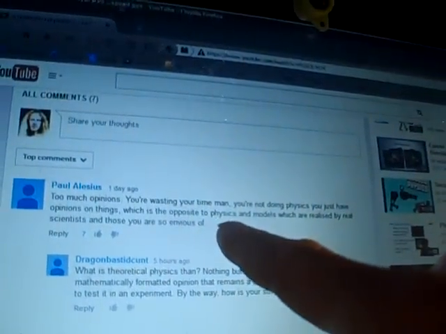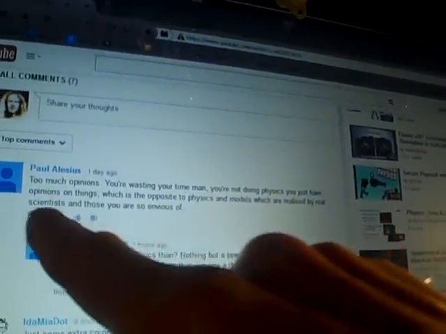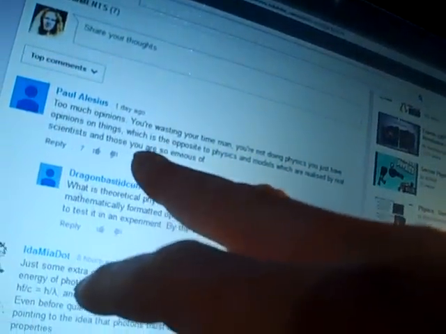Well, again, obviously I'm modeling physics, and I'm making direct accusations that people could, if they had some sort of knowledge of some counter-truth, prove me wrong, but they're not doing any of that, because the truth is I'm proving that the current physics has misrepresented the evidence, and misrepresented the experiments, and misrepresented what the truth is. And that's the truth. Which is the opposite to physics and models which are realized by real scientists. Well, do real scientists think Dr. Quantum, the highest viewed video on YouTube, that basically implies that photons can read our mind, is that the real science of physics? And those you are so envious of.